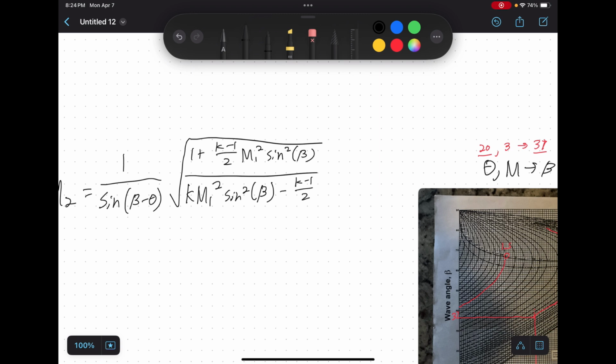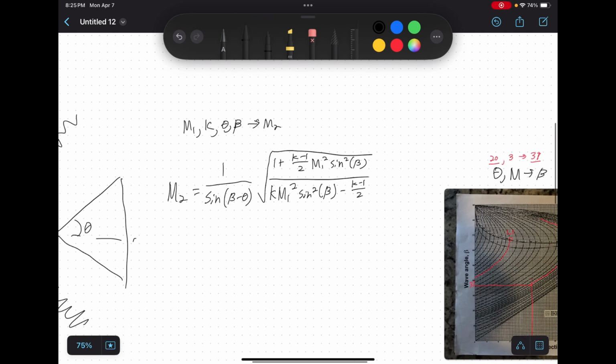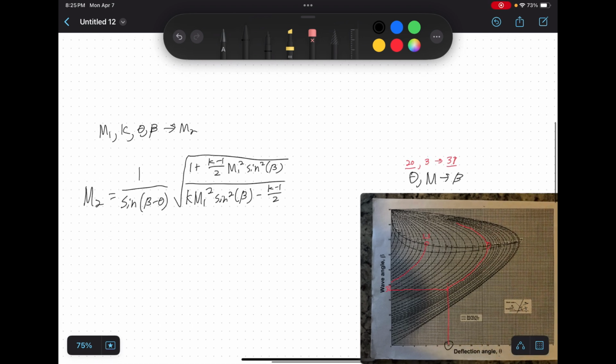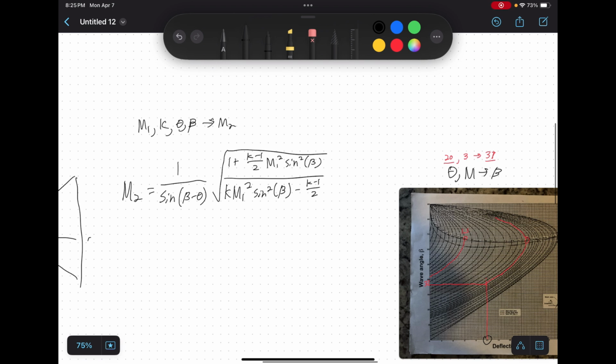All right, there you go. So if you know M1, you know K, you know theta, you know beta, you can get M2. Yeah, there's a lot of stuff in the equation, but it's pretty straightforward. Is there anything else I wanted to say on that right now? I don't think so. We can move on to the next one.